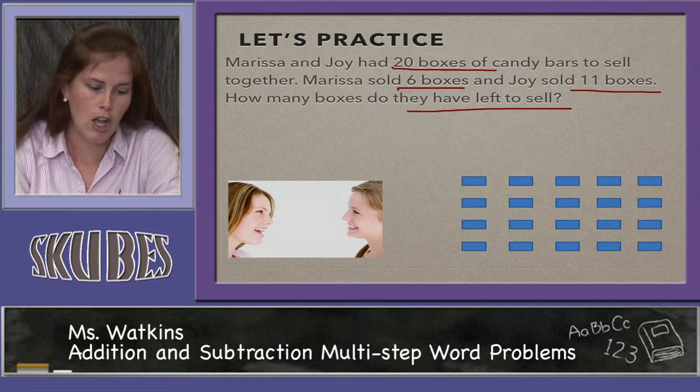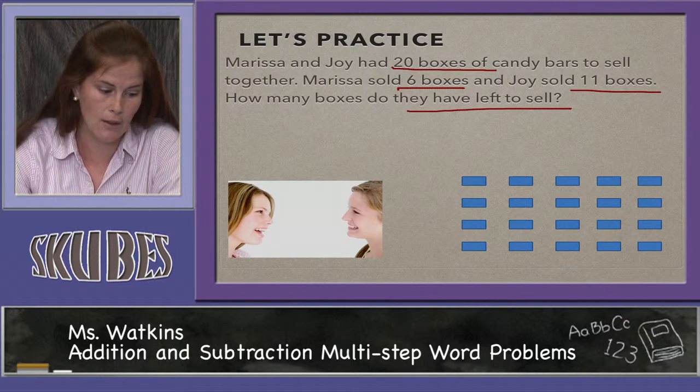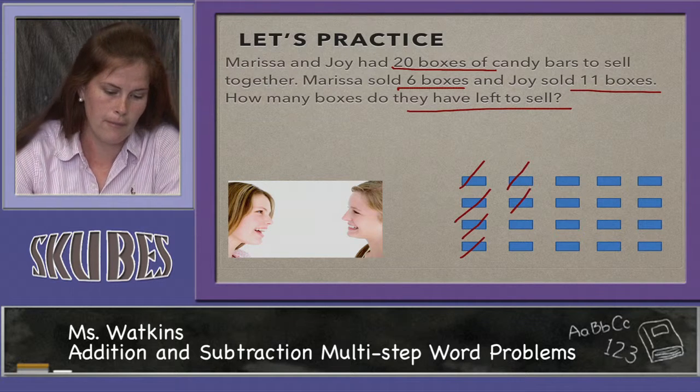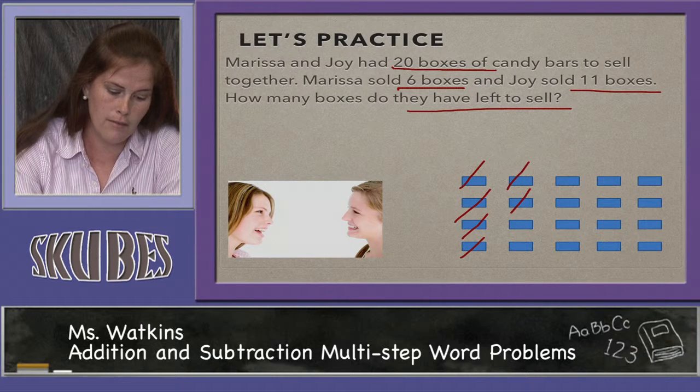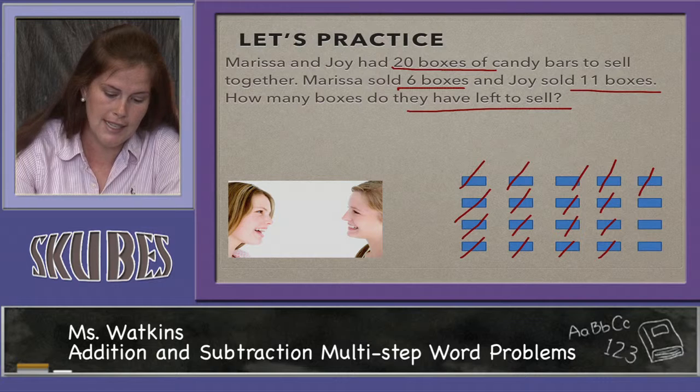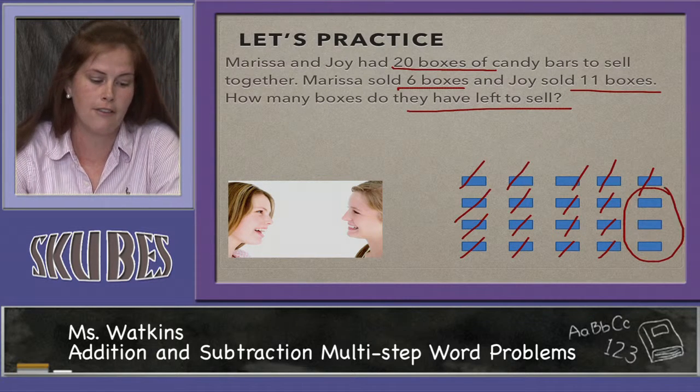Looking at our picture, we see all 20 boxes here that they had to sell. We know Marissa sold 6, so we can go ahead and mark those off. We know Joy sold 11, so we can mark those off. By using our picture, we see that there are 3 boxes left to sell.